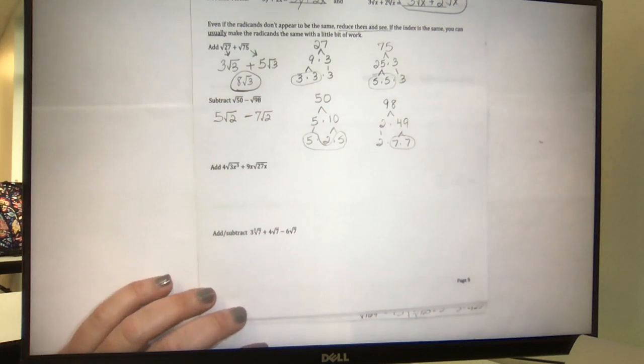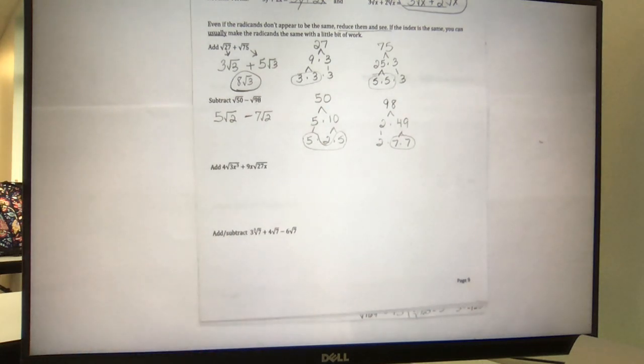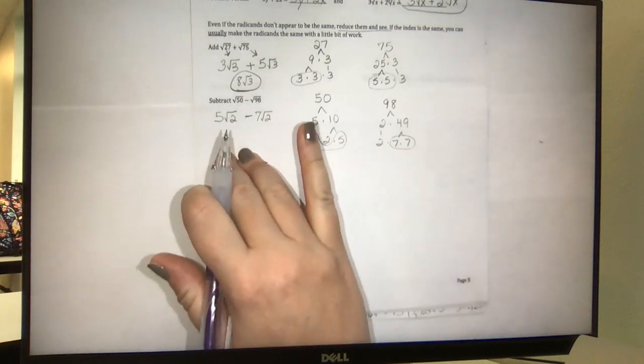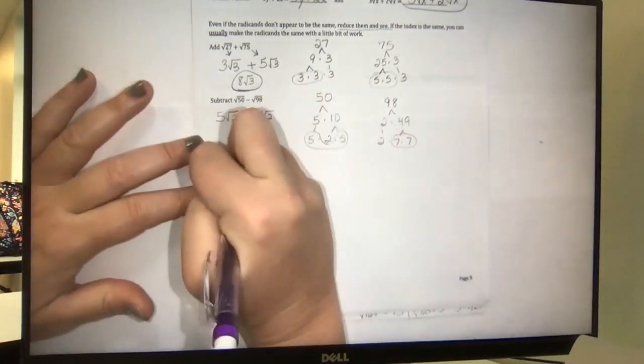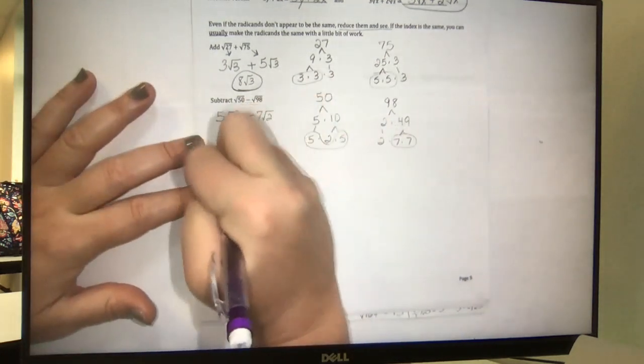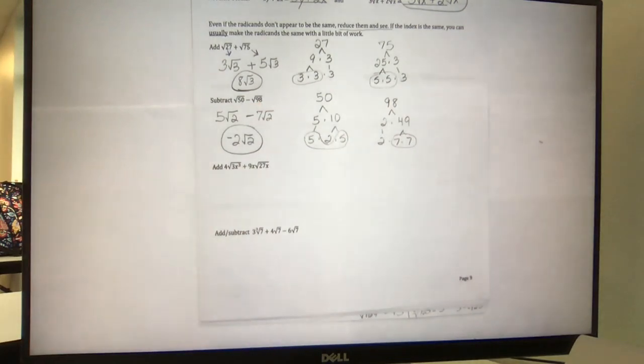Again, students get weird. They see that radical and they freeze and forget all their basic math skills. I get a lot of emails about this. What do I do? What's 5 minus 7? It's negative 2. Throw your root of 2 on the back. You're allowed to have a negative one. I'm trying to do weird stuff so you guys will get more confident when you do your MyMathLab. So 5 root of 2 minus 7 root of 2 is negative 2 root of 2.